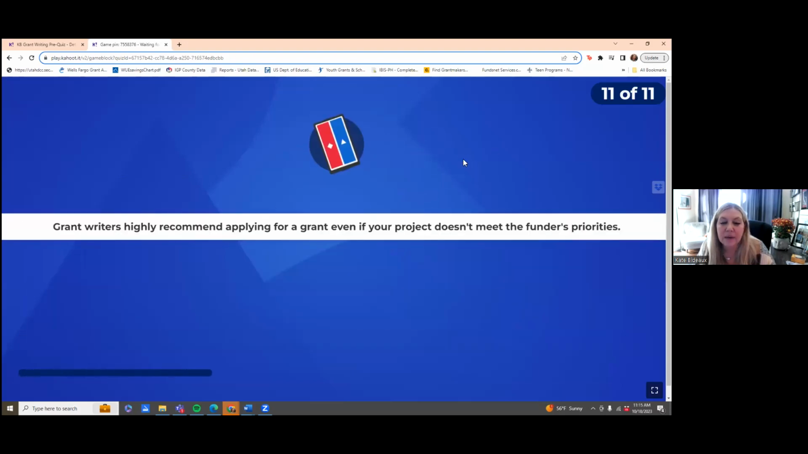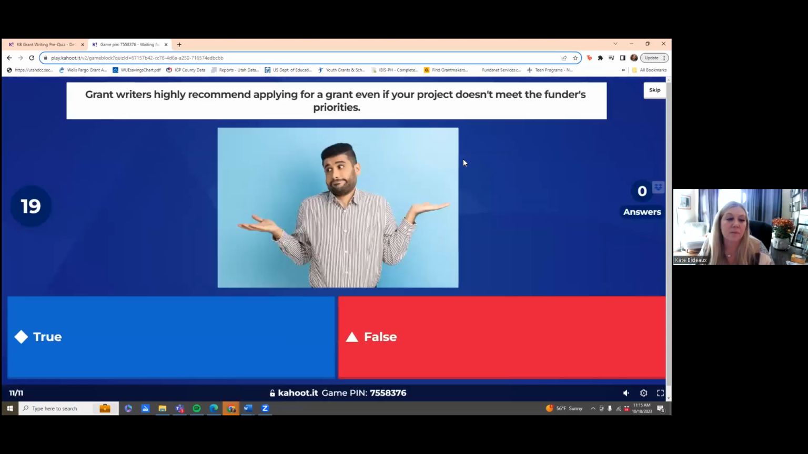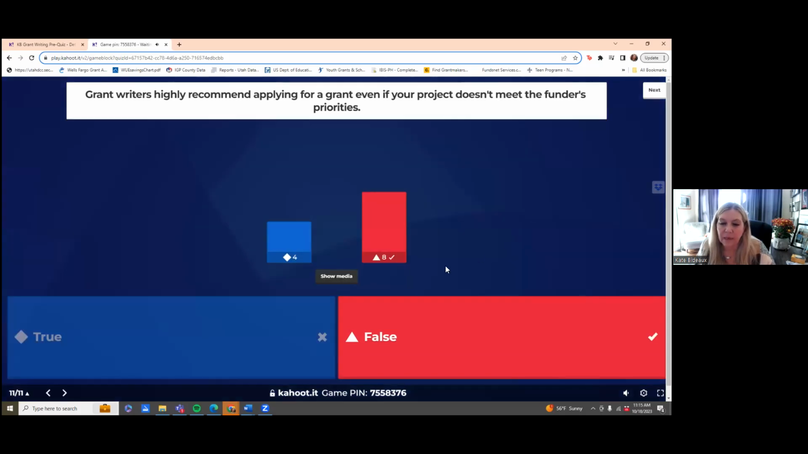Grant writers highly recommend applying for a grant, even if your project doesn't meet the funder's priorities. So would a grant writer recommend that you apply for a grant, even if your project does not meet the funder's priorities? Yes or no? And the answer is no.